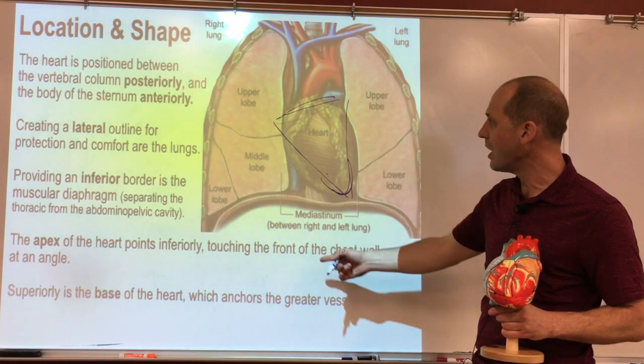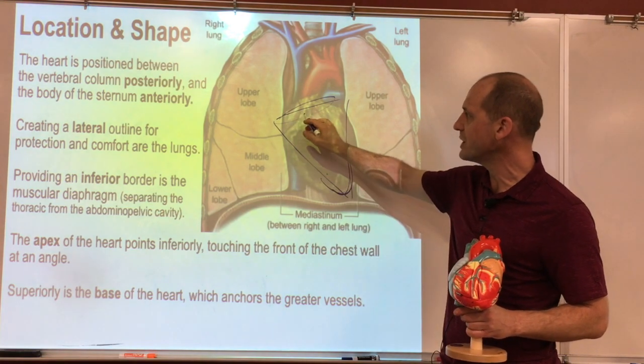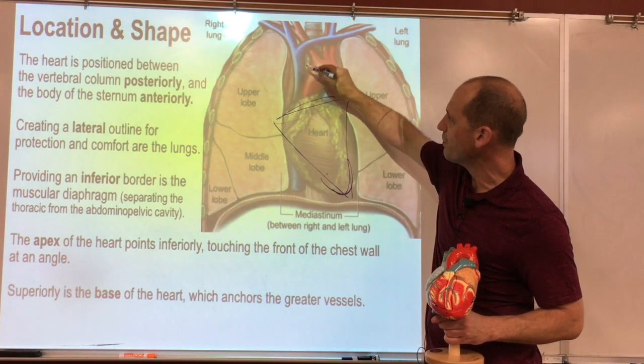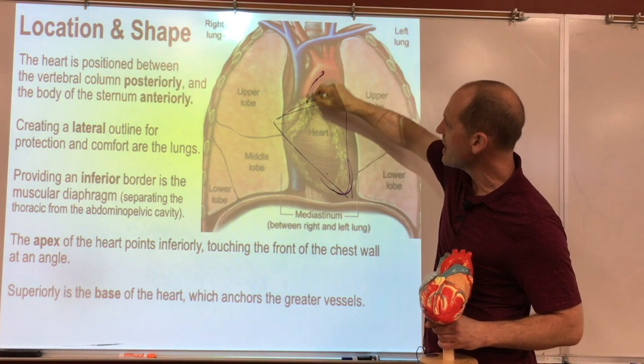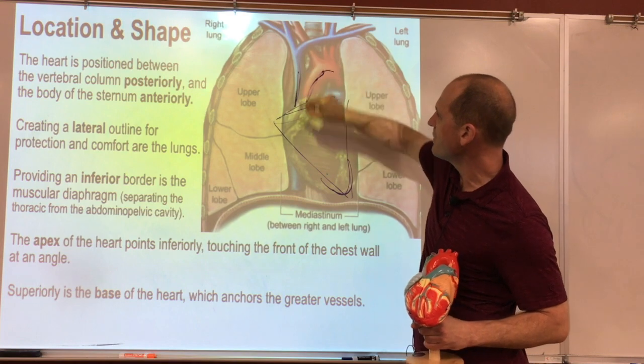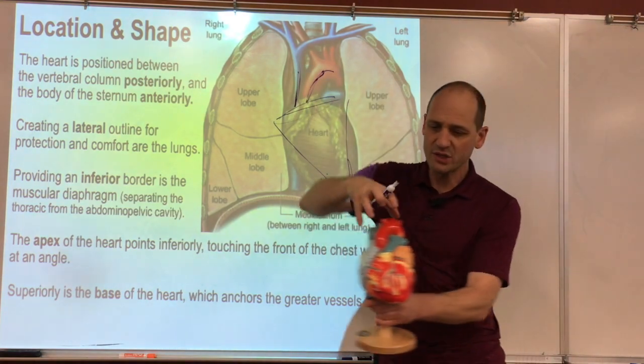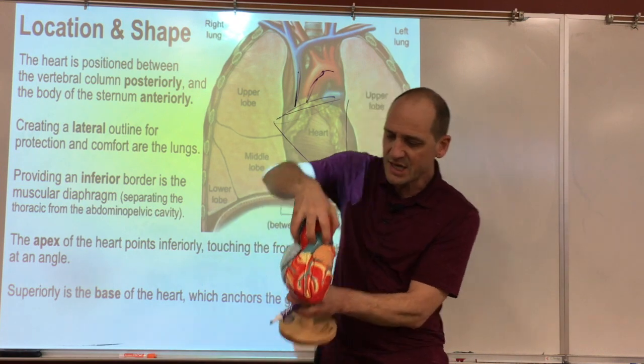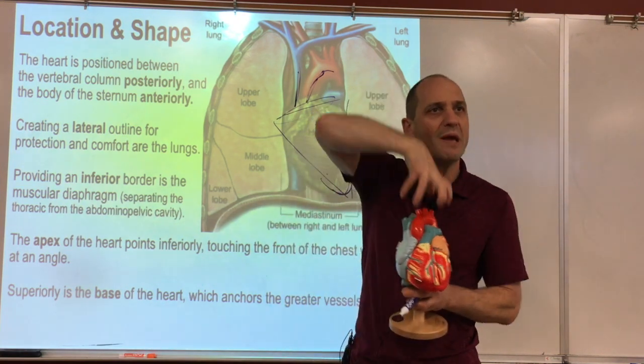And that is more superior and posterior, and the base is where the great vessels come out. So these here that you can see, this red stuff and this blue stuff, those are called the great vessels. You can almost visualize that the heart is hanging down on those and is sort of suspended in the chest.